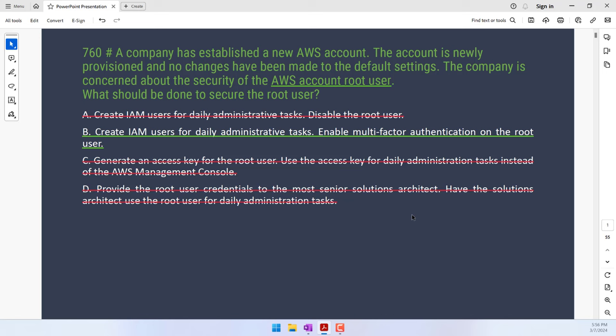It adds an extra layer of security to the root user account. Even if the root user credentials are compromised, an additional authentication factor is required to access the account.